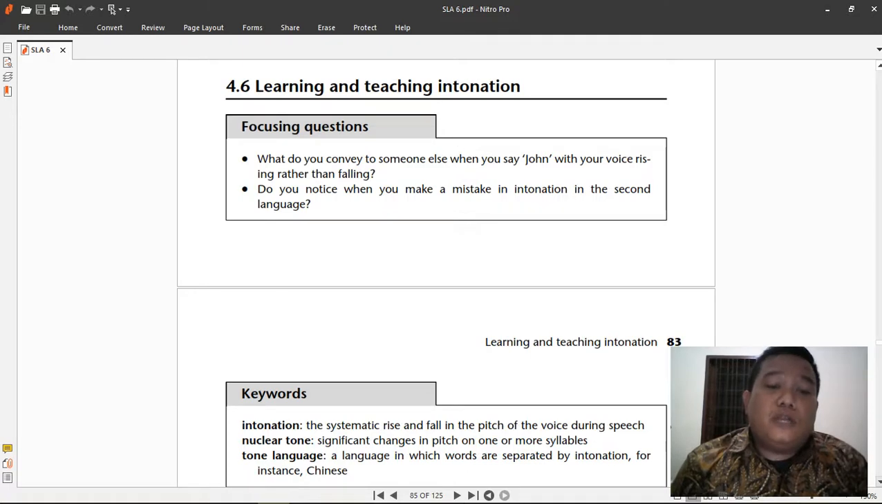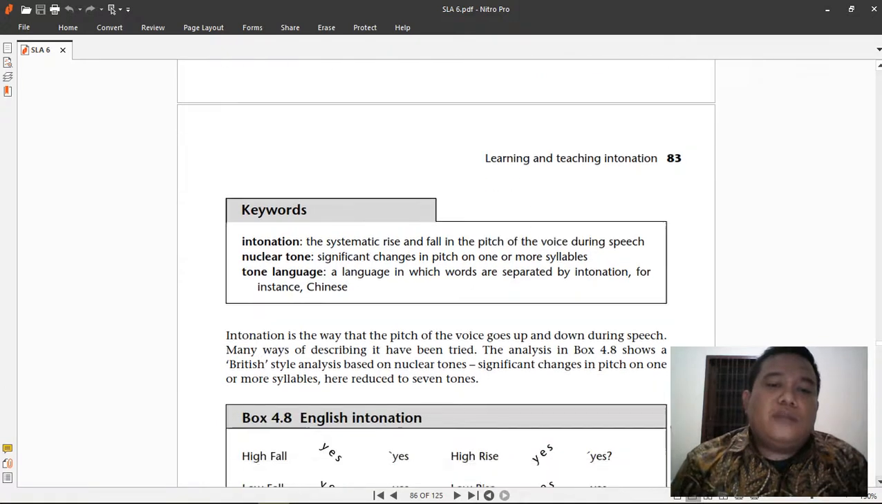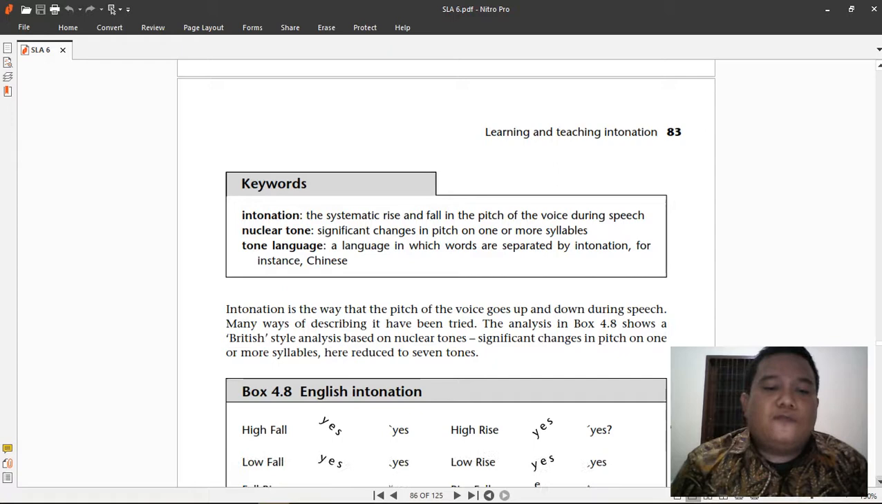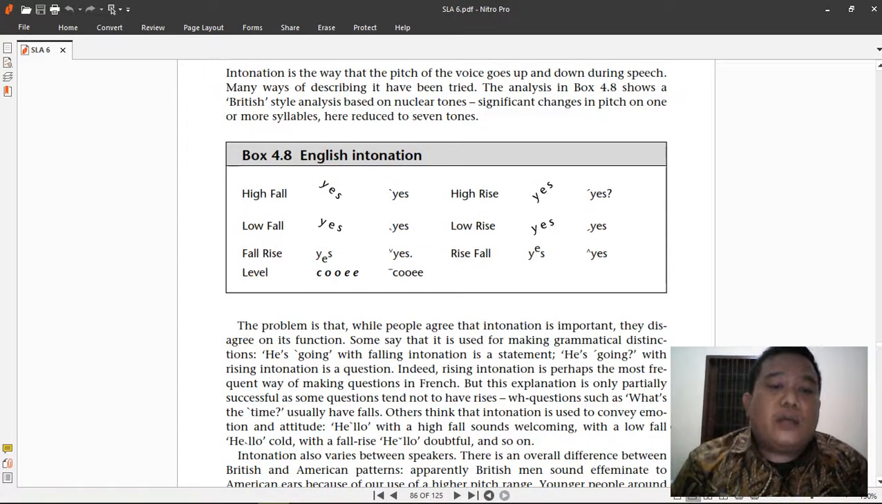4.6 learning and teaching intonation. See this one, intonation. Keywords: intonation, the systematic rise and fall in the pitch of the voice during speech. Nuclear tone, significant change in pitch on one or more syllables. Tone language, a language in which words are separated by intonation, for instance, Chinese. You see box 4.8, English intonation. Here we have the high fall and high rise, low fall, low rise, fall rise, rise fall.